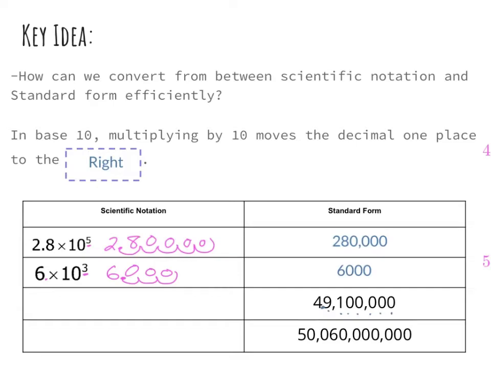Now, I'm also going to make sure that I write down all of the numbers that are not 0. So in this case, I have 4, 9, and 1 is not 0. So I'm going to have 4.91 times 10 to the 7th power. Now let's take a look at the next one there.